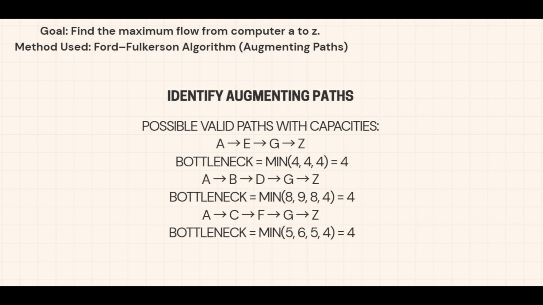And the third augmenting path is A to C to F to G to Z. And here, the capacities are 5, 6, 5, and 4. The minimum is still 4, so we add 4 more units.